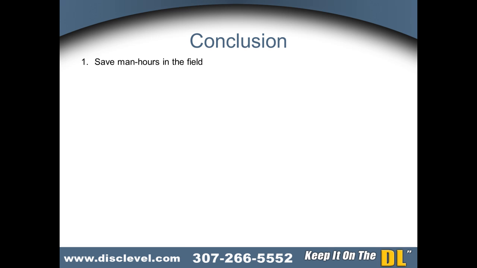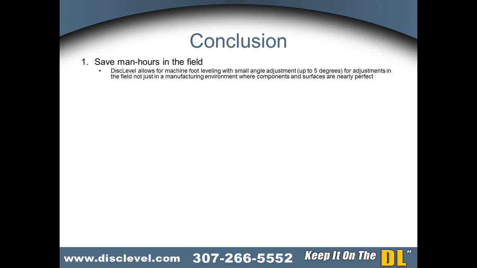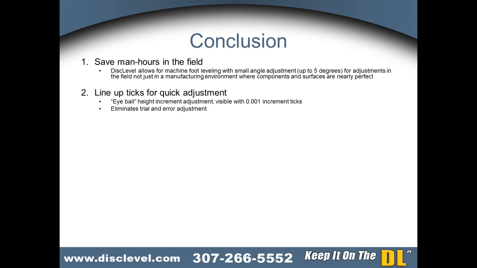In conclusion, you can save man-hours in the field. Disc Level allows for machine foot leveling with small angle adjustment up to 5 degrees for adjustments in the field, not just in a manufacturing environment where components and surfaces are nearly perfect. You can line up ticks for quick, eyeball height increment adjustment, visible with 1/1000th of an inch increment ticks. It eliminates trial and error adjustment.